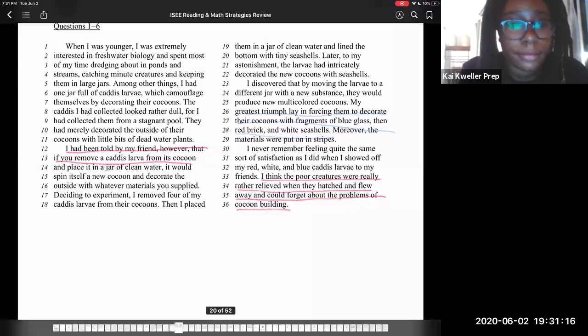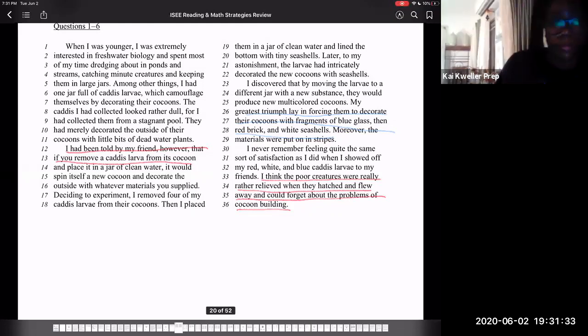When I was younger, I was extremely interested in freshwater biology and spent most of my time dredging about in ponds and streams, catching minute creatures and keeping them in large jars. Among other things, I had one jar full of caddis larvae, which camouflaged themselves by decorating their cocoons. The caddis I had collected looked rather dull, for I had collected them from a stagnant pool. They had merely decorated the outside of their cocoons with little bits of dead water plants.